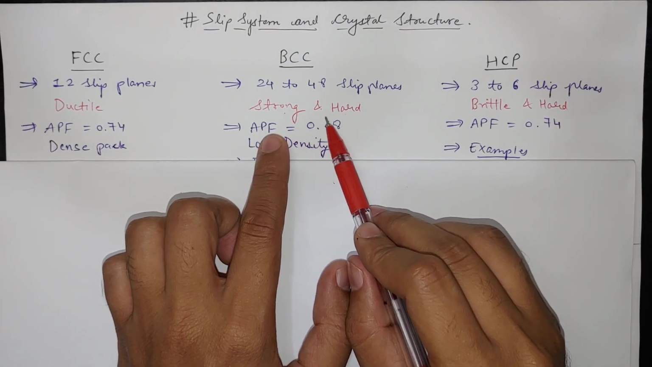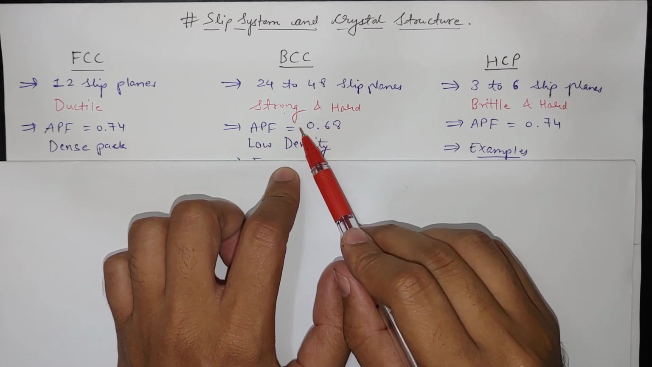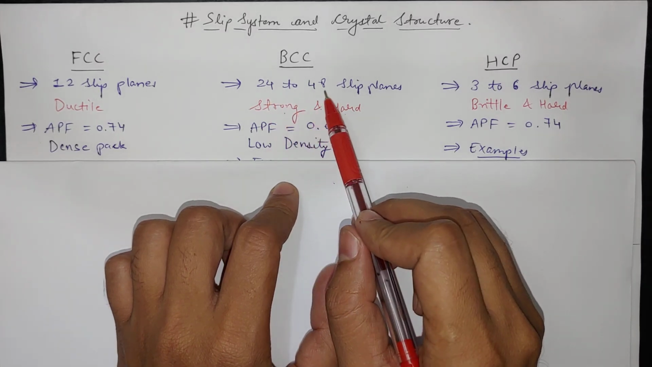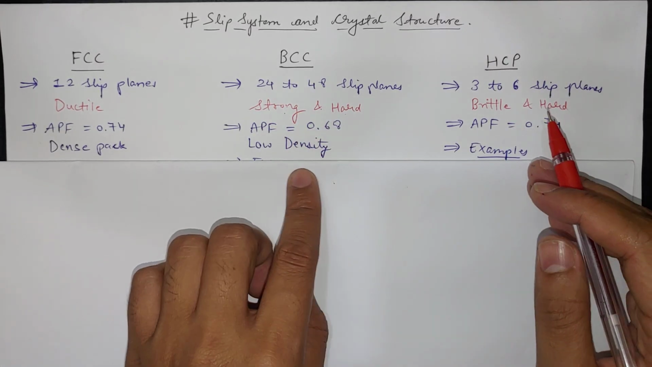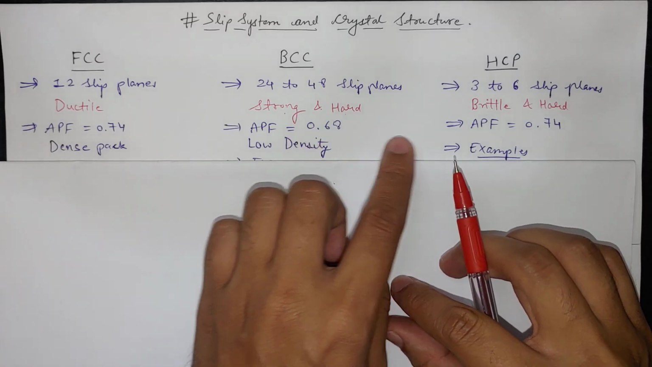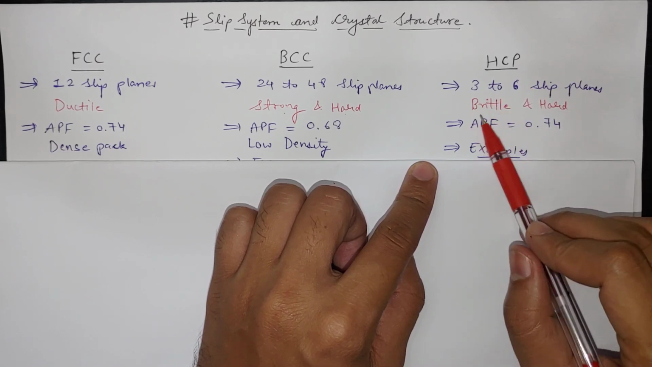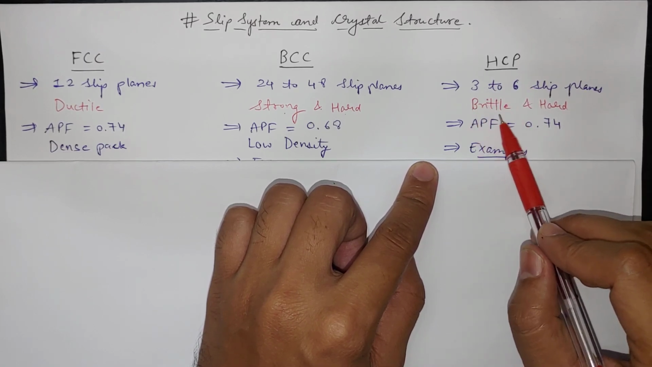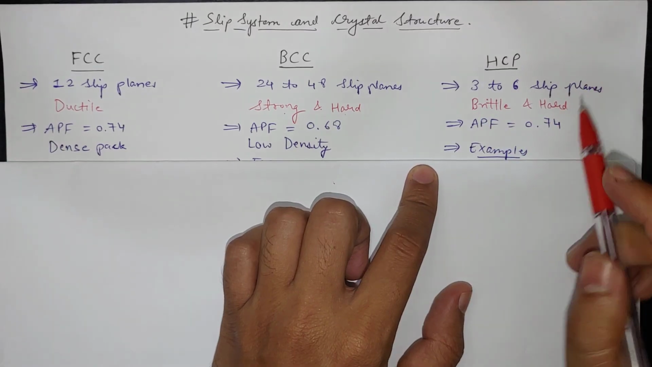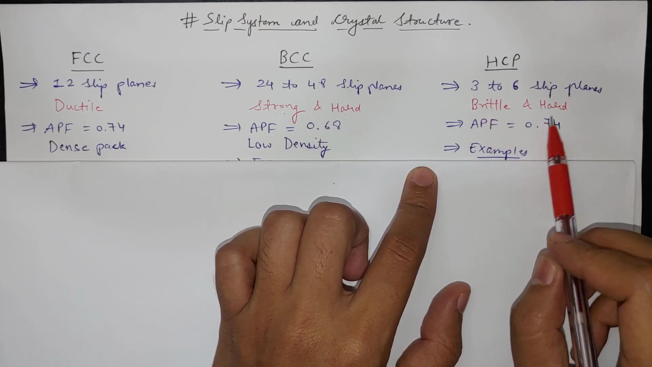It is not brittle because if we give more force it will deform. It will have ductile characteristics because it has 24 slip planes. It will have a motion of the atoms, but it will not be like HCP where we have a lesser number of slip planes. So the material has to be broken to have motion of the atoms. So due to less number of slip planes it is brittle and hard.